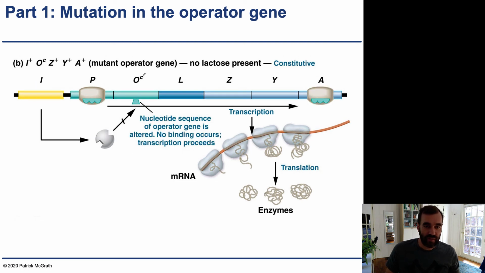You can also have mutations in the operator. So the operator site, that's just DNA. And so you can also have mutations here, and if these mutations prevent the repressor from binding to it, so this repressor recognizes certain sequences of DNA, and if those sequences are mutated, then this repressor is no longer able to bind to it. And so the prediction for that, again, is constitutive expression, because the polymerase is always able to act and create the mRNA.